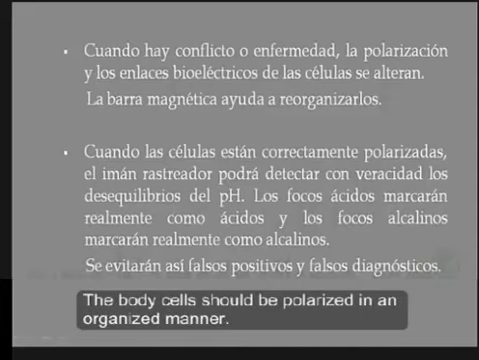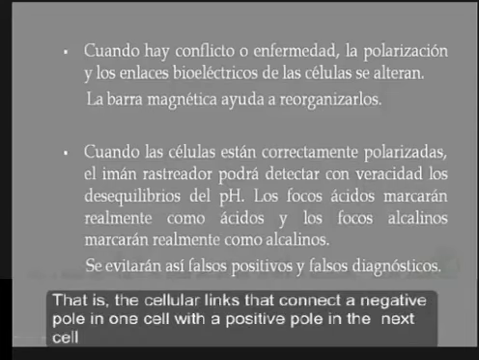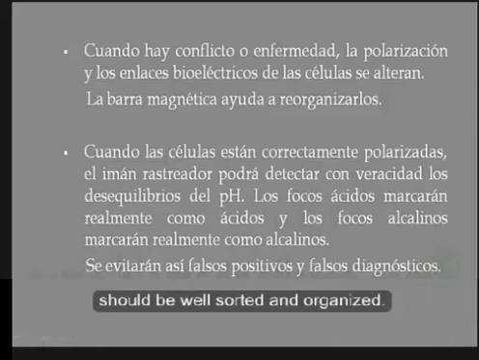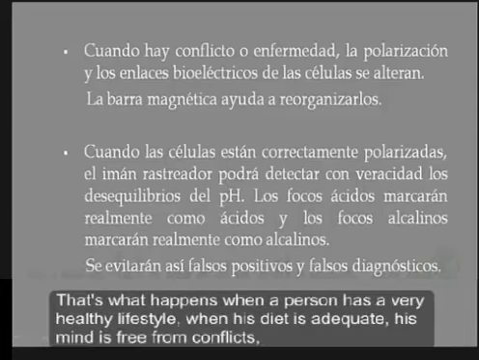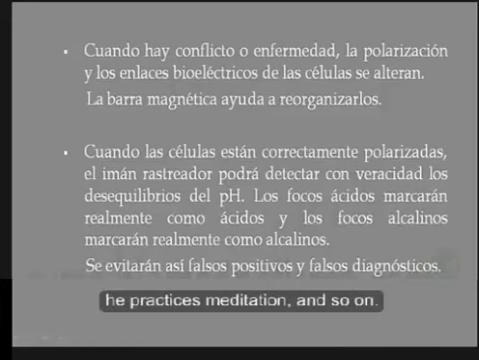The body cells should be polarized in an organized manner. That is, the cellular links that connect a negative pole in one cell with a positive pole in the next cell should be well sorted and organized. That's what happens when a person has a very healthy lifestyle, when his diet is adequate, his mind is free from conflicts, he practices meditation, and so on.